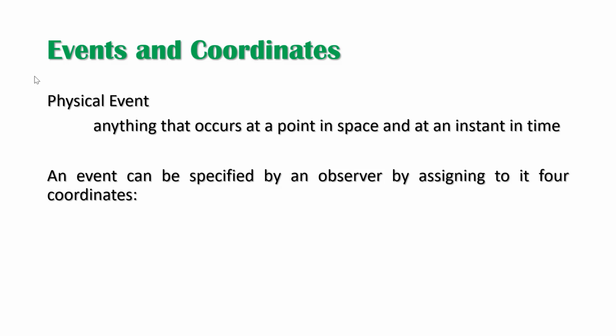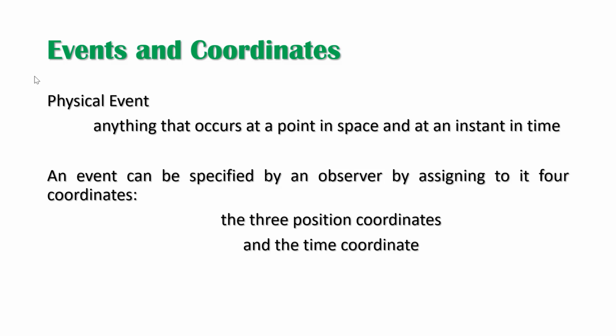An event can be specified by an observer by assigning to it four coordinates. So what are these coordinates? First are the three position coordinates and the time coordinate. For the position coordinates, we have x, y, and z. And for the time coordinate, we have t.